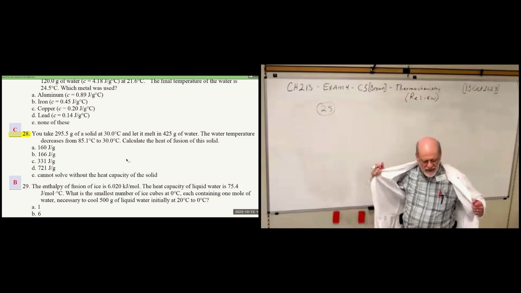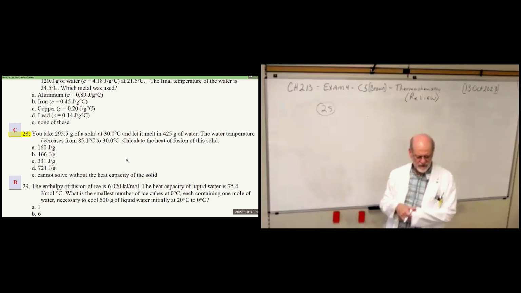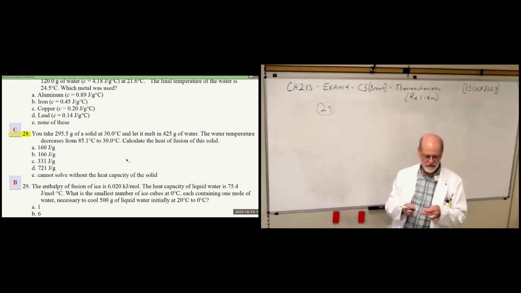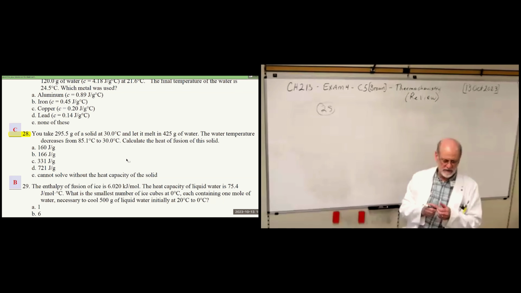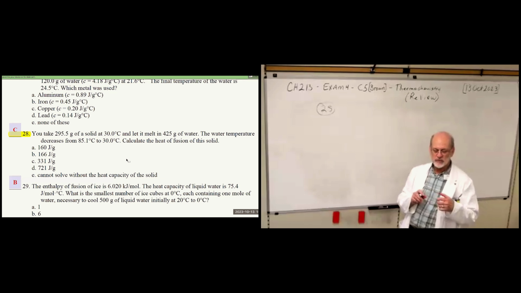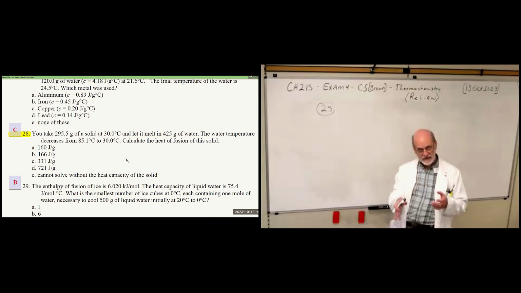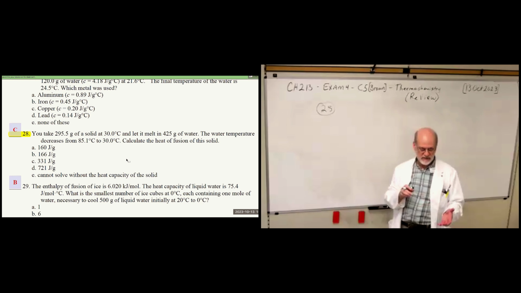295.5 grams of a solid at 30 degrees. You let it melt in 425 grams of water. Water temperature decreases from 85.1 to 30. Calculate the heat of fusion of this solid. The heat of fusion is how many joules per gram it takes to go from one phase to the next, from liquid to solid or solid to liquid. And that's what heat of fusion means.